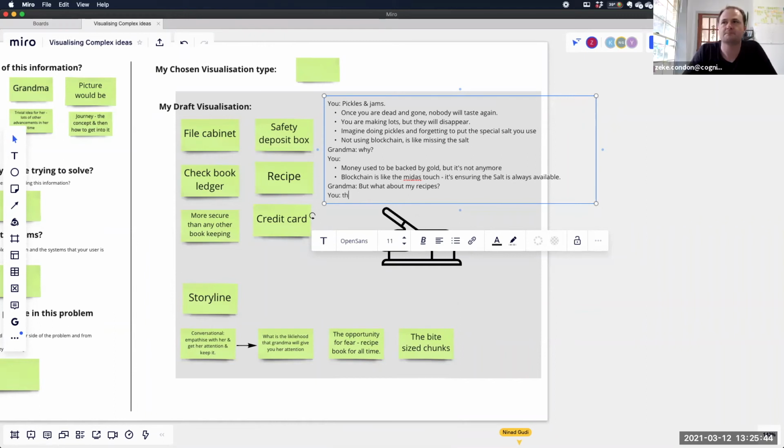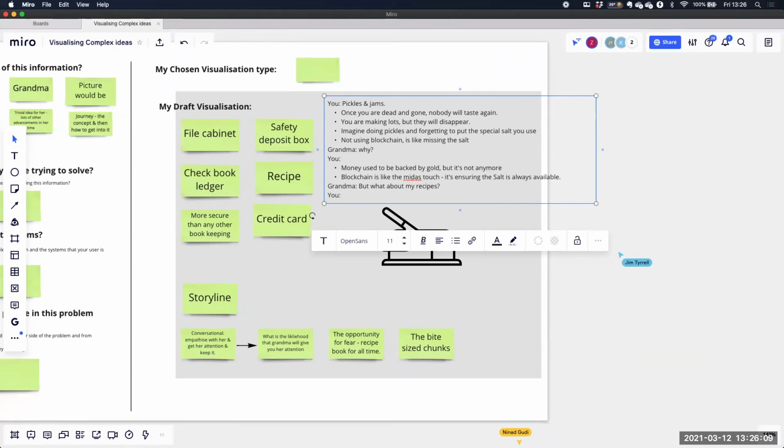So you could break this out even further and say blockchain is the first part of the story. It's like the recipe for your pickles and jams, and you can use that analogy and that metaphor. But you could say that the special salt that you get is going out of production. Yep, we mined it all out. It's gone. But blockchain is where that salt exists in perpetuity.